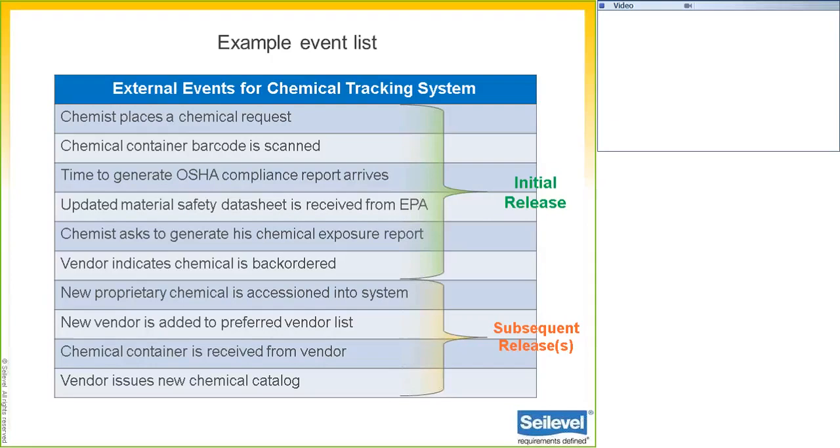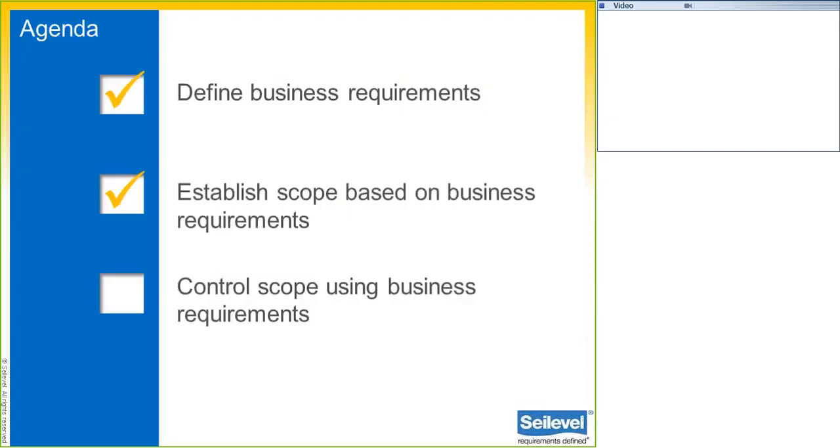Just visually appealing here. All right, now that we've seen our 4 scope models, again, they were the context diagram, the ecosystem map, the feature tree, and the event list. Let's talk about how we can actually use these to control our scope.